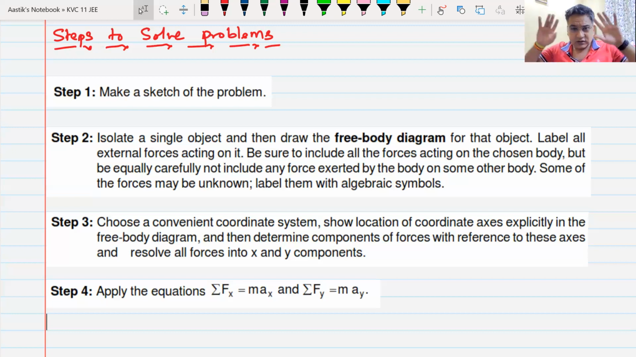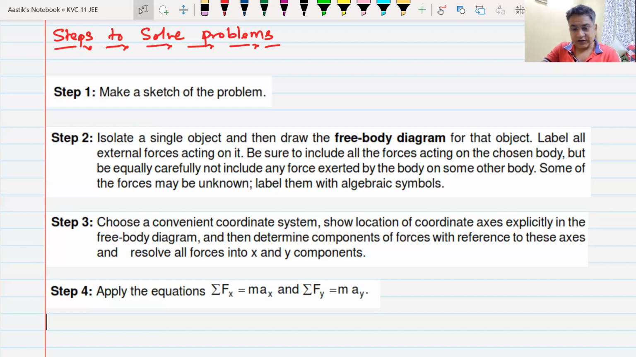So as you can see, if you compare it with the steps of equilibrium, only the 4th step is different. Up till 3 steps, everything was the same. Only the 4th step is different. And why is it different? Because in equilibrium, the net force was 0. Therefore, there was no net force, no acceleration. Here, the net force is not going to be 0. And therefore, we will have to write this equation. Do you understand this?